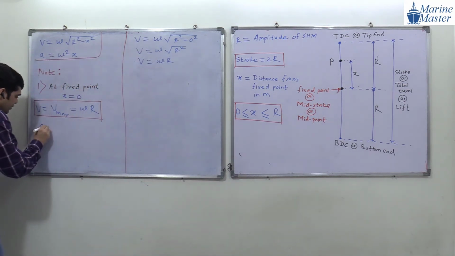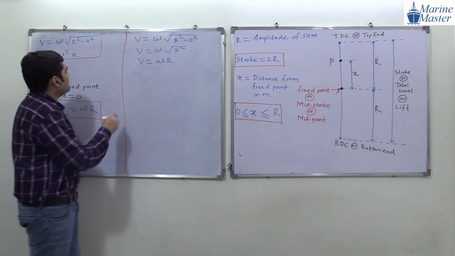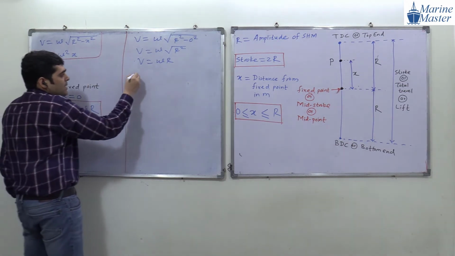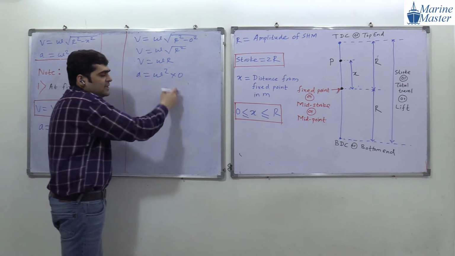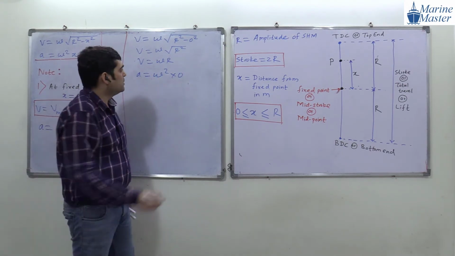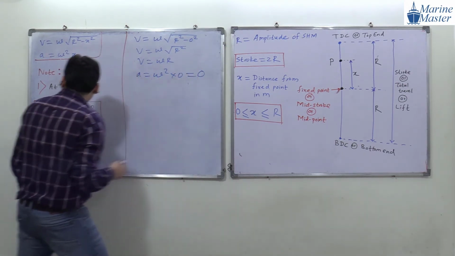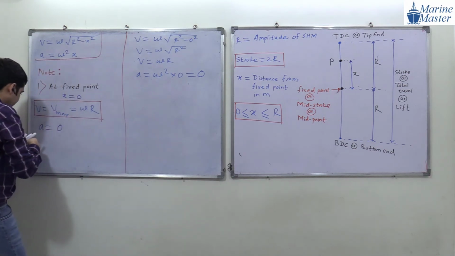What is the expression for acceleration, guys? Omega square into x. Here x is 0, so anything multiplied by 0 will become 0. So this term will become 0, and acceleration will become 0.